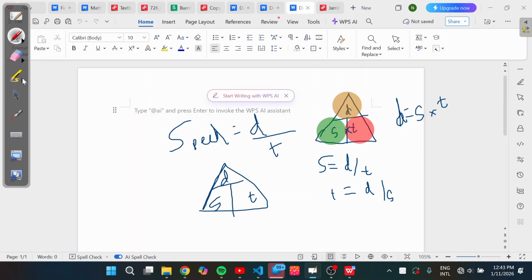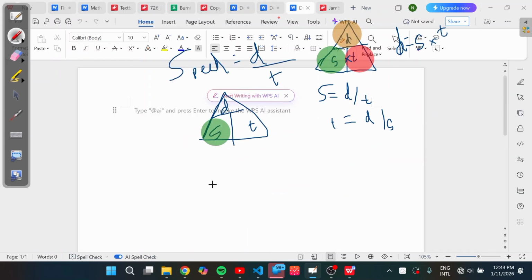So if we don't know what speed is and we need to know the formula, we can just cover it. Imagine that this green highlighter I'm about to put on the speed is your finger. So you cover it because speed is unknown, but you don't remember that speed is equal to distance over time. You can simply cover the S and then you're left with distance up, time down. So the formula is going to be S is equal to distance all over time.